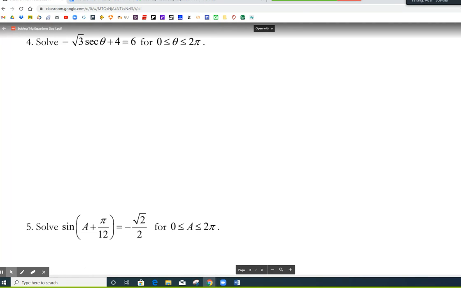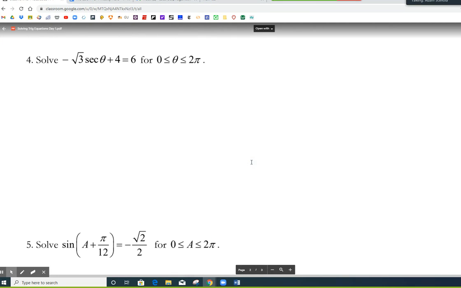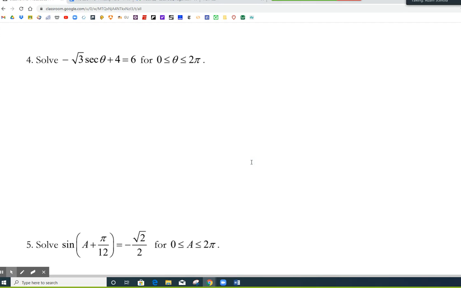Now let's look at a secant one. So for secant, all we're going to do is approach this the same way by isolating the trig expression, so like getting the secant of theta alone. And then once we have that isolated, we can just flip it and turn it into cosine. So let me show you what I mean.